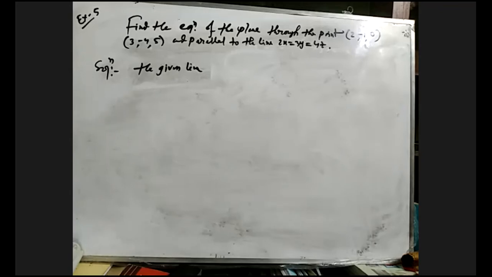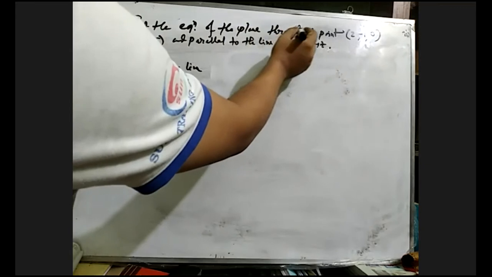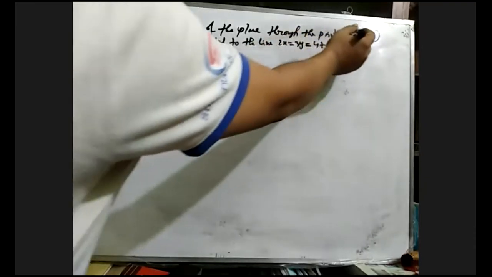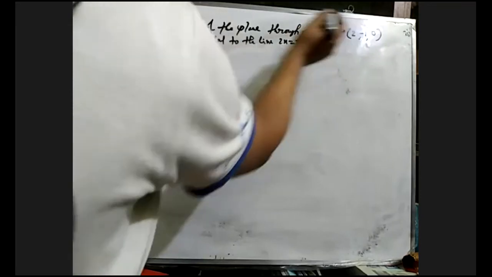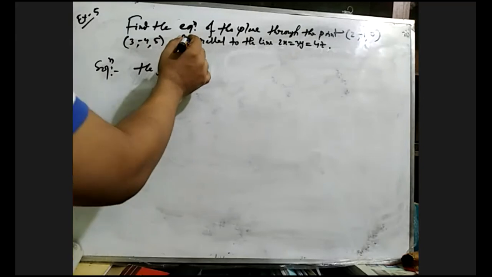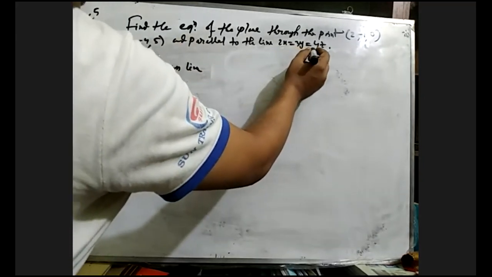Okay, now another example 5. We have to find the equation of the plane through the point (2, -1, 0) and another point (3, -4, 5), and parallel to the line 2x = 3y = 4z.